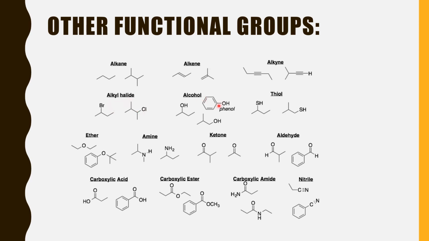And alcohol, as we already saw. Thiol means SH group is present. Ether means O is present. Amine means NH2. Ketone, as we already saw, C double bond O. Aldehyde means CHO. Carboxylic acid means COOH. Carboxylic ester means COOCH3. And then carboxylic amide means CONH2. And then nitrile means C triple bond N. These are the other functional groups.